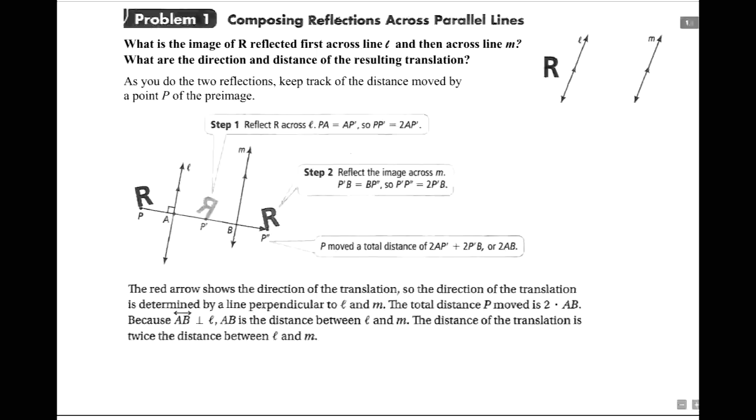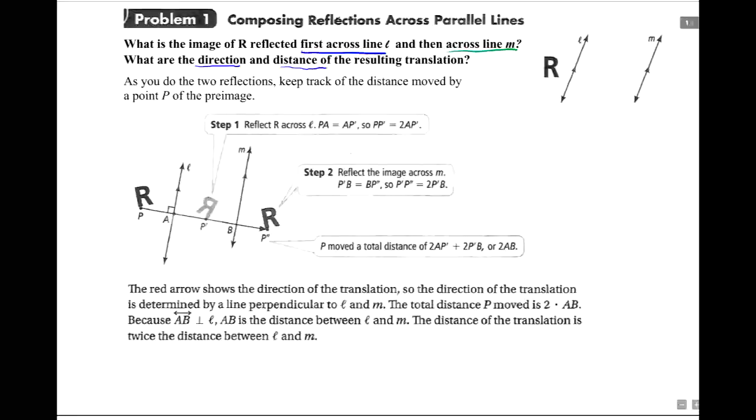We want to know what is the image of R reflected first across line L. So the first thing we do is go across line L, and then across line M. So 2 reflections. And then we are asked, what are the direction and distance of the resulting translation? Okay, well, we know that across 2 parallel lines is going to be just a slide, right? A translation.